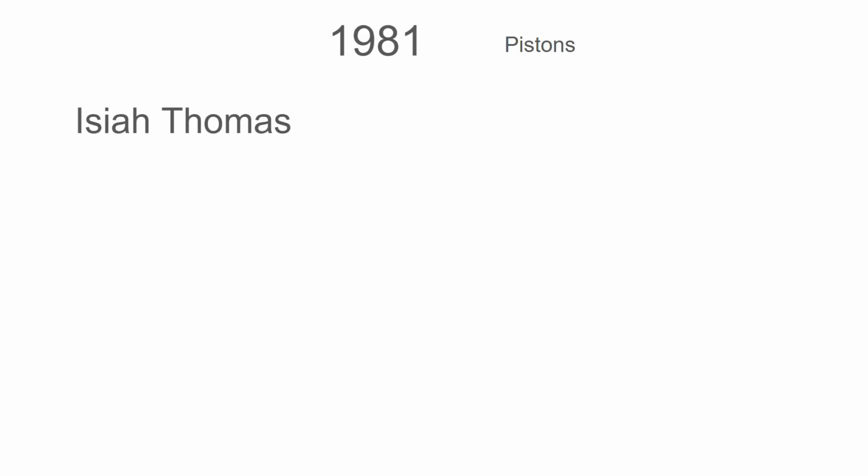But anyway, for the first one, in the 1981 draft, the Pistons selected Isaiah Thomas with the 2nd overall pick. I graded an easy A+. He's one of the greatest point guards of all time. He won them 2 championships.